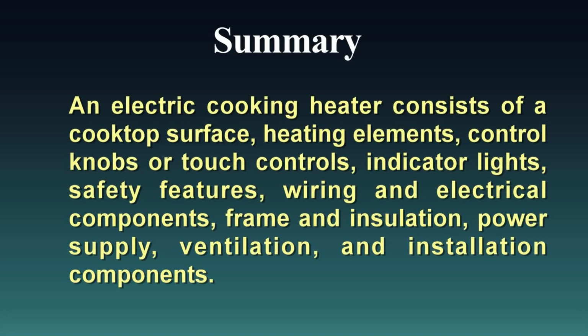Dear learners, here we come to the end of the session. In conclusion, an electric cooking heater consists of a cooktop surface, heating elements, control knobs or touch controls, indicator lights, safety features, wiring and electrical components, frame and insulation, power supply, ventilation and installation components.